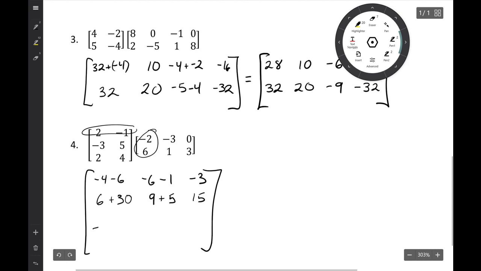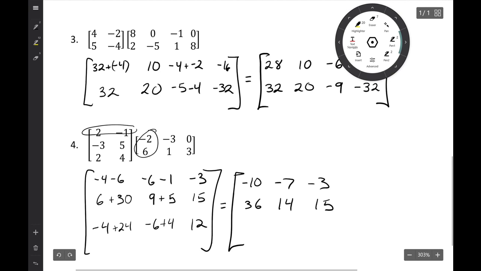2 times -2 is -4. 6 times 4 is plus 24. 2 times -3 is -6. 4 times 1 is plus 4. And then the last one is just going to be 12. Simplify, and I end up with -10, -7, -3, 36, 14, 15, and 20, -2, 12.